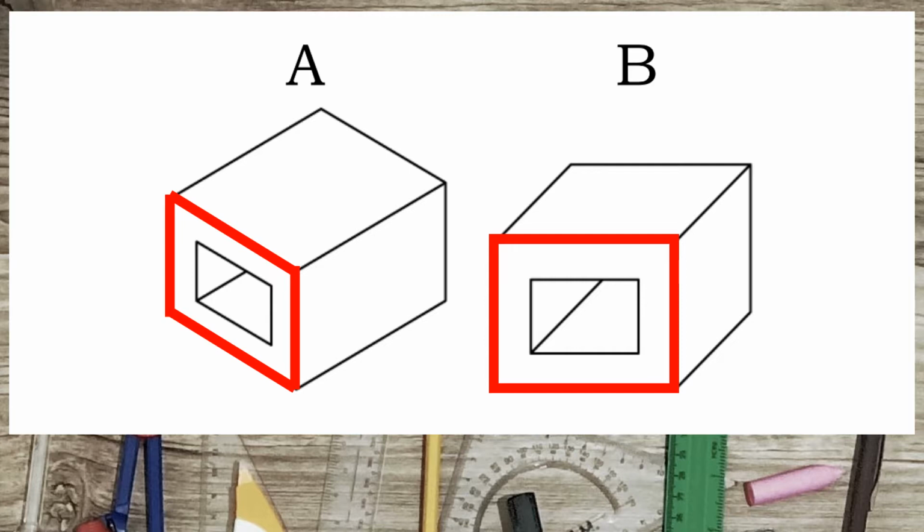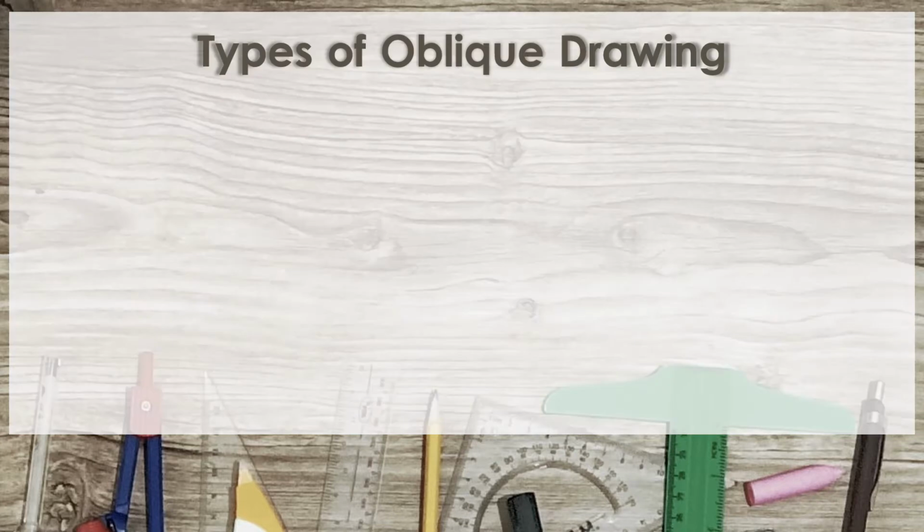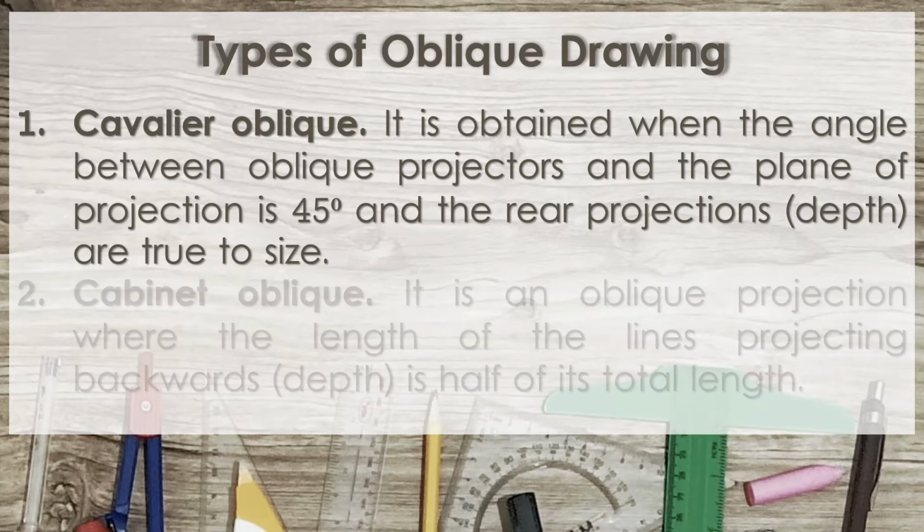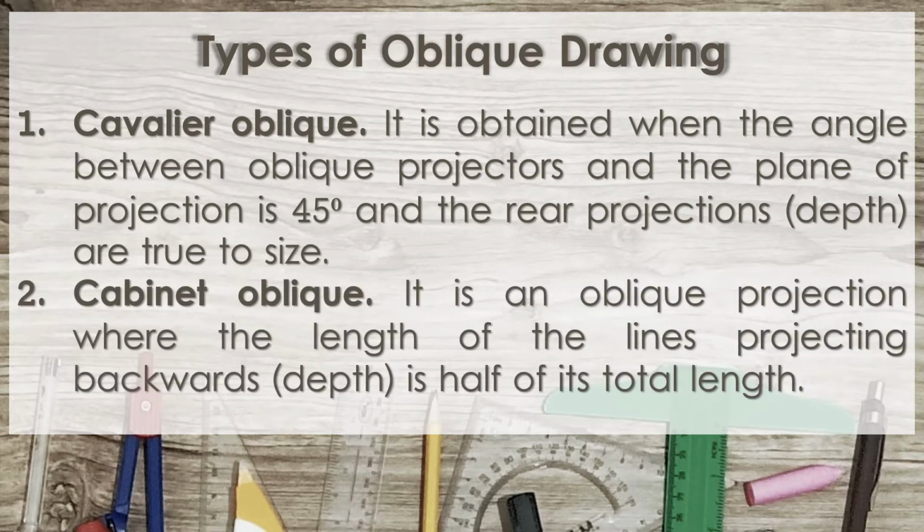There are two types of oblique drawing. Number 1, Cavalier oblique. It is obtained when the angle between oblique projectors and the plane of projection is 45 degrees and the rear projections or depth are true to size. Second, we have Cabinet oblique. It is an oblique projection where the length of the lines projecting backwards, or the depth, is half of its total length.